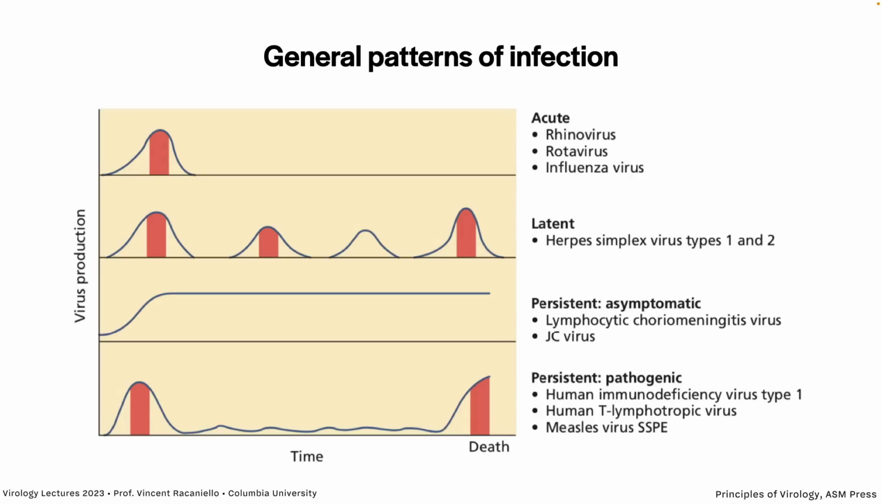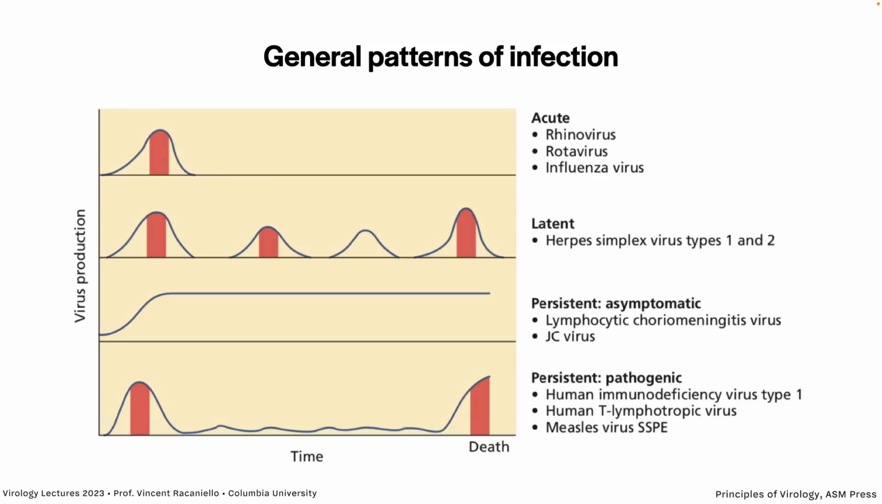So what we see at the top are acute infections, where you have a rapid onset of virus production, you have disease, not always disease, but sometimes you have disease accompanying reproduction, and then the infection is resolved, usually by immune responses, but unfortunately in the case of some acute infections like SARS-CoV-2, death occurs. So they're not always a happy ending, unfortunately. So that's an acute infection: rhinovirus, rotavirus, influenza virus.